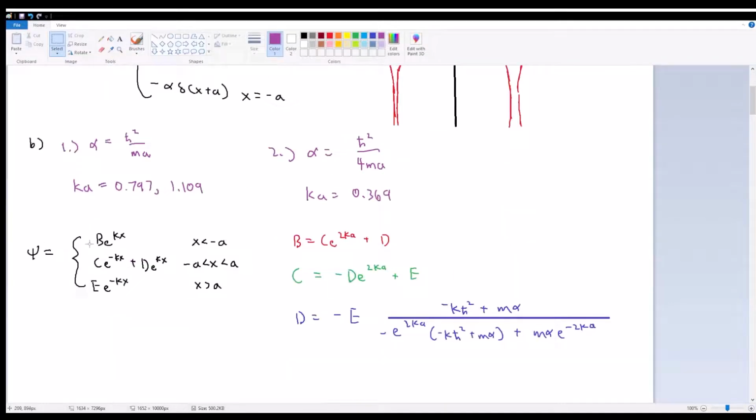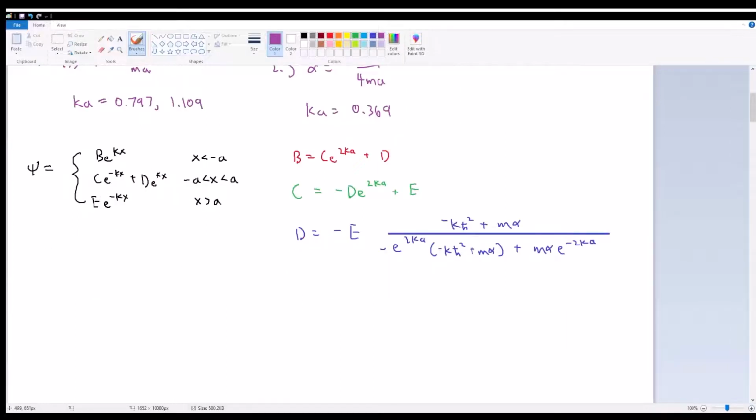To do that, we have to take our general wave function, which was this piecewise we defined earlier. And the first thing we have to do is redefine everything in terms of only one constant so that we can actually do normalization later on. And that involves all of these definitions of B, C, and D. So we're going to convert everything into E and rewrite this. So this is obviously very painful.